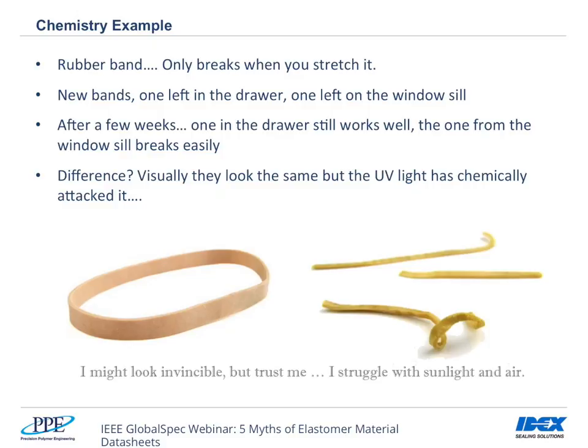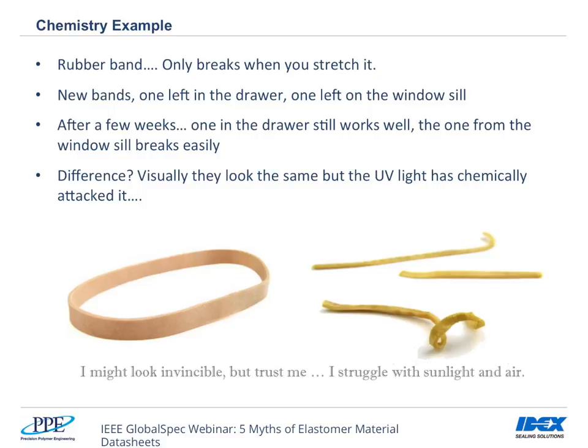If we take an elastic band and leave it on a windowsill, after a few weeks it's likely to fail when we stretch it. This is because it's been exposed to UV light and air. The UV light provides a degrading effect on the material and starts to break down the chemical bonds. This is why products are typically packaged in opaque bags. With respect to the air, it contains oxygen, and this provides an oxidizing effect.